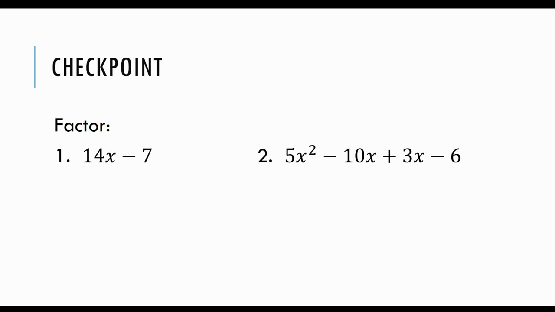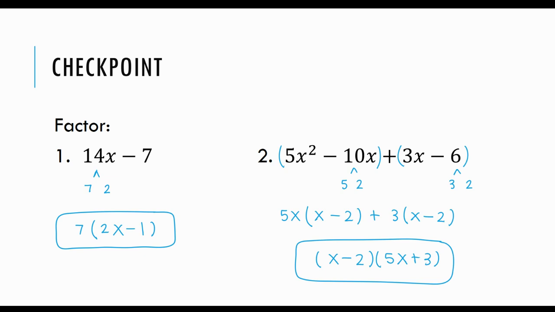So take a second and pause the video and see if you can factor both of these examples. Hopefully when you factored the first one, you saw that they both had a 7 in common. So factoring out that GCF left you with 7 times 2x minus 1 as your final answer. With the next one, hopefully you recognized that we had a factor by grouping. Taking out what they had in common with both of those parentheses, we ended up with an x minus 2 left over in both of those terms, which allowed us to factor even further to x minus 2 times 5x plus 3.